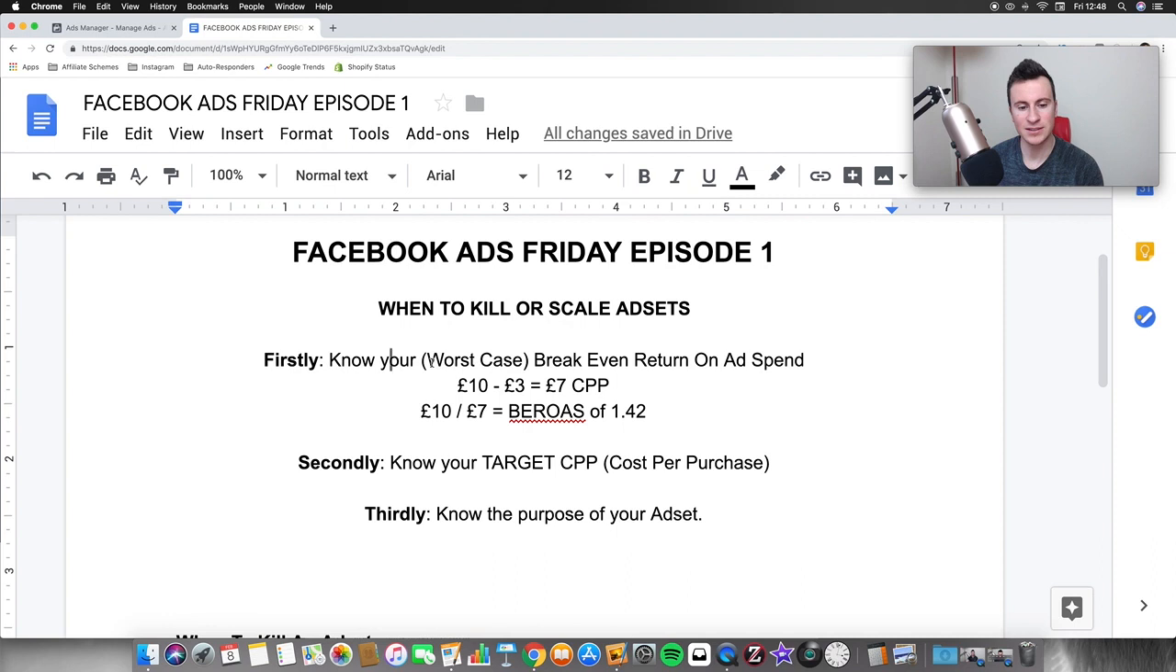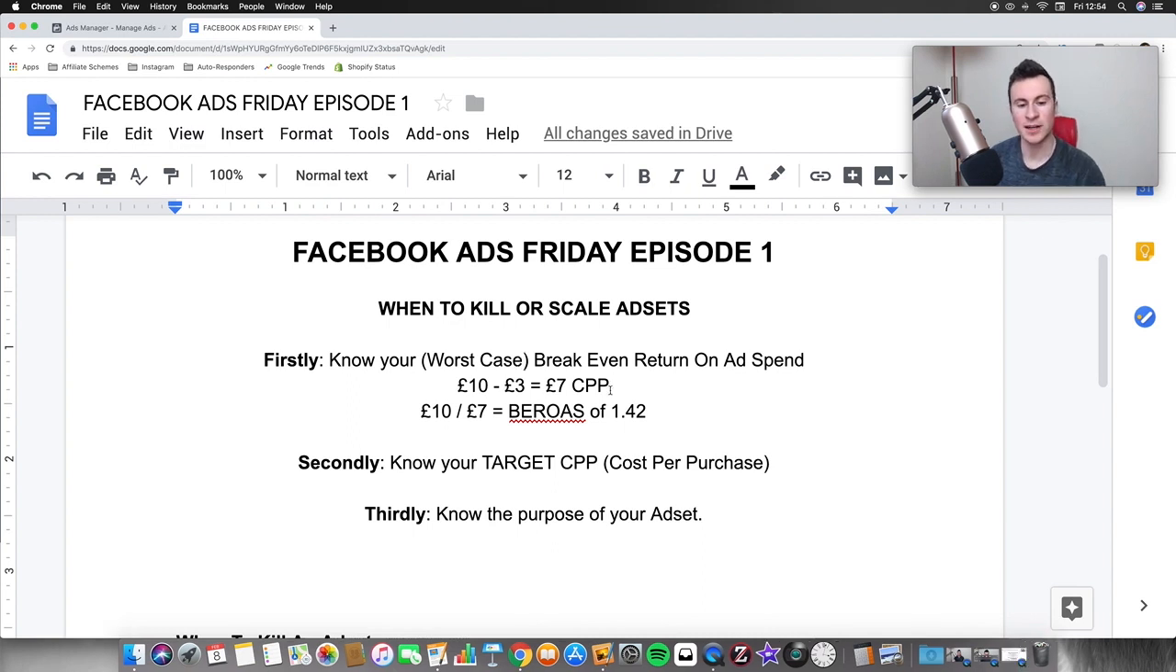Now, the reason it says worst case in brackets there is because, depending on what product you're selling or what products a customer decides to add to cart, it's going to affect it. So if you take your worst case break-even ROAS, then you know that as long as it's above that number, regardless of what product they're buying or what upsell offer you're using, you're always going to be making money.